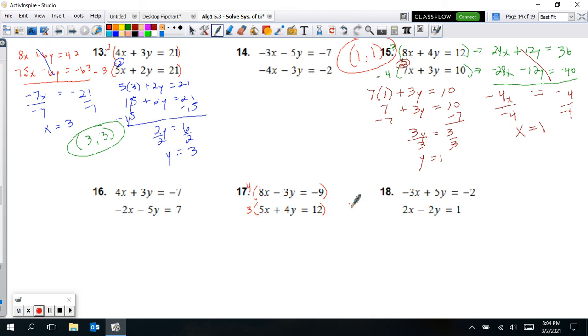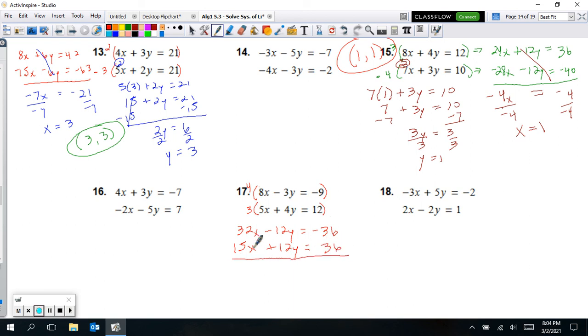And this one I don't have as much space, so I'm just going to have to put them maybe right underneath here. So 4 times 8, that's going to give me 32x. 4 times 3, negative 12y. Now I didn't need to make one of these negative because they're already opposite signs, so I can just keep both of those 4 and 3 on the outside here positive. 4 times negative 9 is negative 36. Then 3 times 5 is going to give me 15x. 3 times 4 is going to be positive 12y. See, they're opposites now. And 3 times 12, that's 36 here.